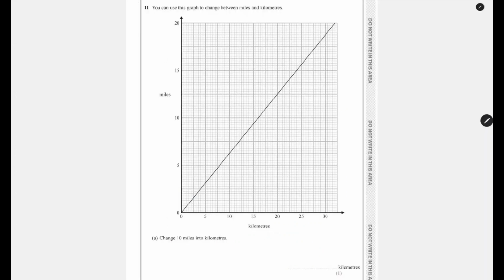Question 11 says you can use this graph to change between miles and kilometers. Part A is asking us to change 10 miles into kilometers. So we can see 10 miles is here on the y-axis. And so if we go across and then go down, we can see that 10 miles is 16 kilometers.